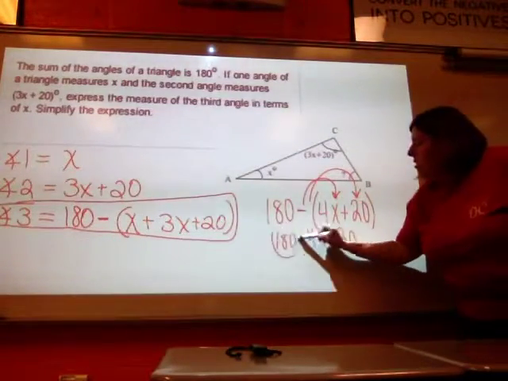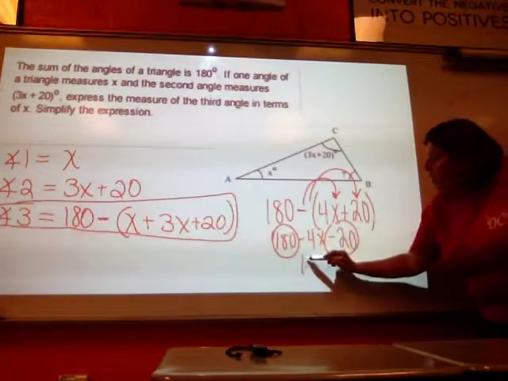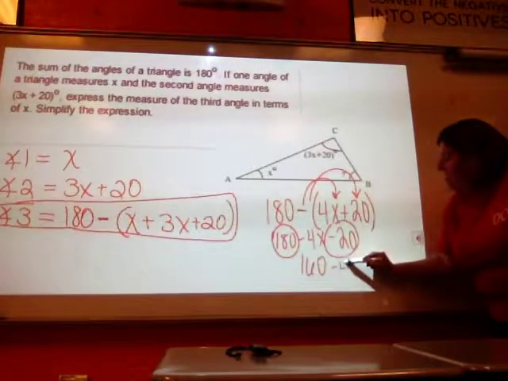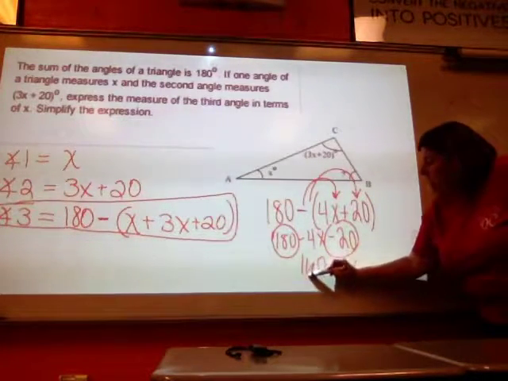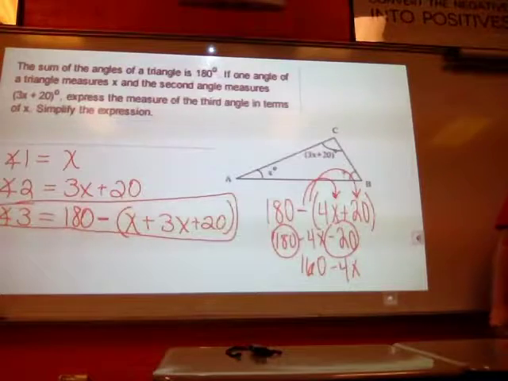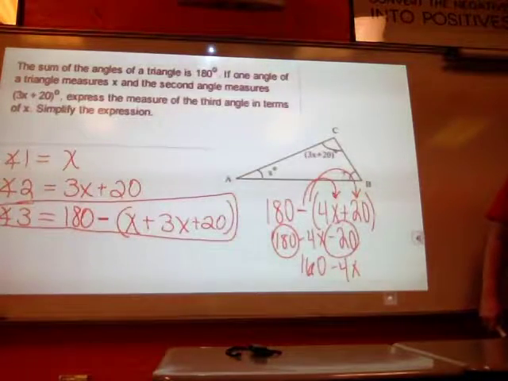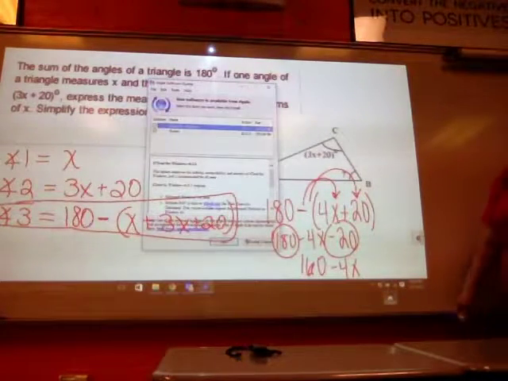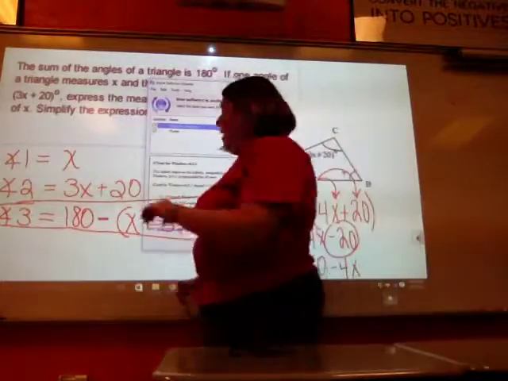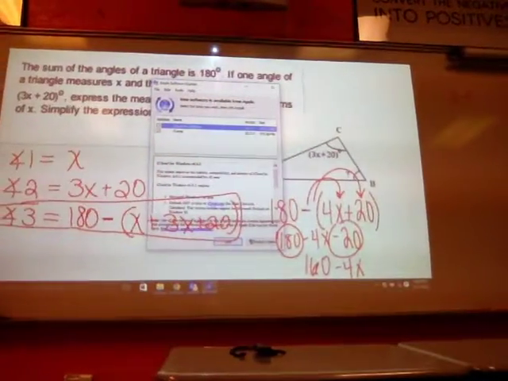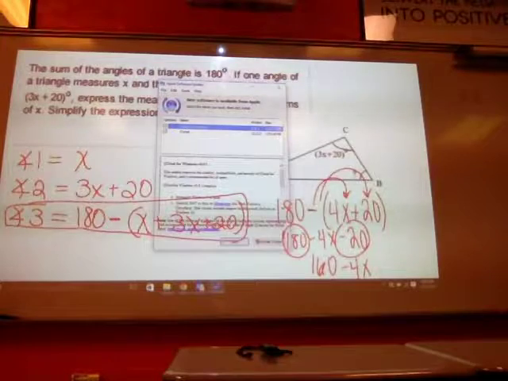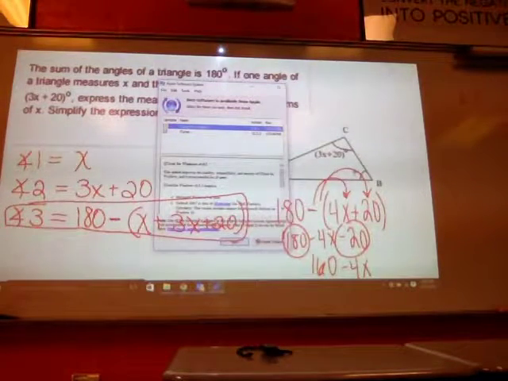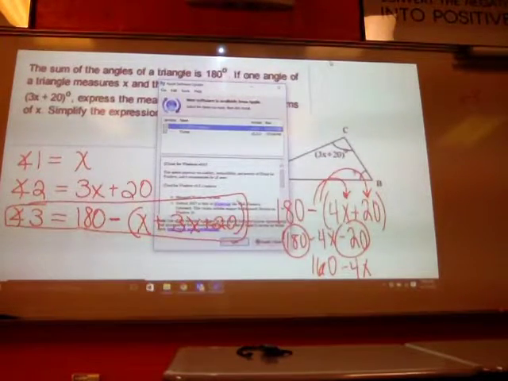180 minus 20 is 160 minus 4x. So ta-da, there we go. So the expression then for angle 3 would be 160 minus 4x.